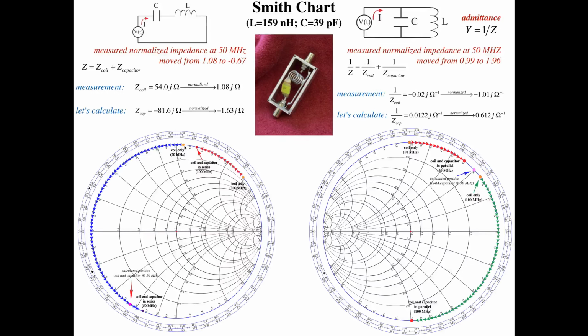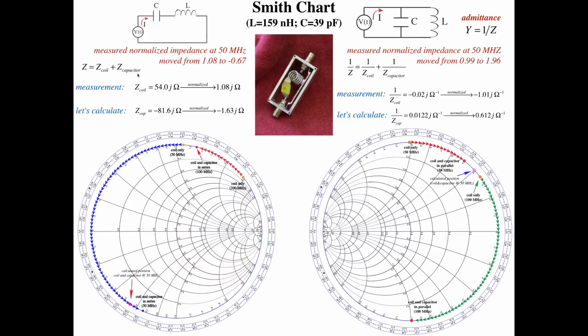Now if I add the 39 picofarad capacitor in series with that coil, I get a measured impedance of minus 33.5 j, divide that by 50, and that gives me the minus 0.67 you see here. And that's this value right there. There's 0.6, 0.7, there's the minus 0.67. So that's the measured impedance of the coil and the capacitor. Now let's take a look at how we could have calculated this. There's my normalized impedance of the coil, and according to this, I should just simply add the impedance of the capacitor.